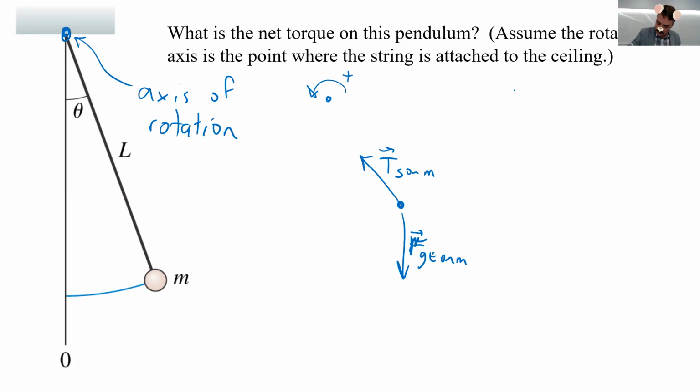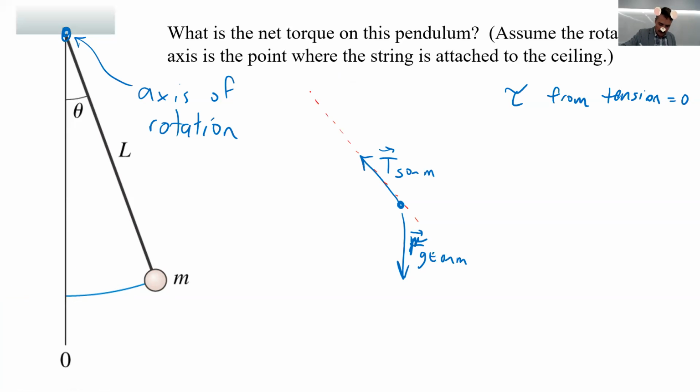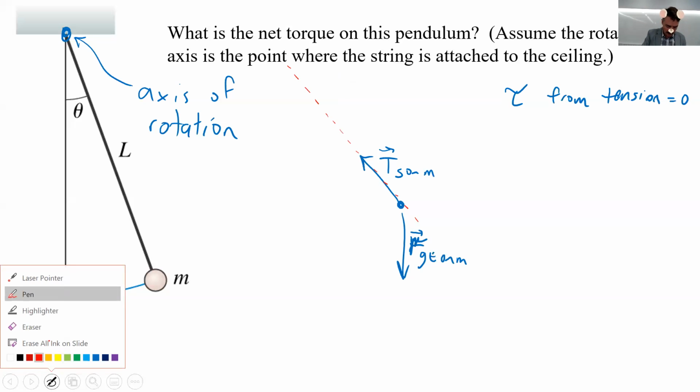So the torque from the tension is 0. The reason is that if I take a force line through the tension, it's going to go straight through the rotation axis, right? Does that sort of make sense? Because the tension is up the string and the string is connected to the rotation axis.